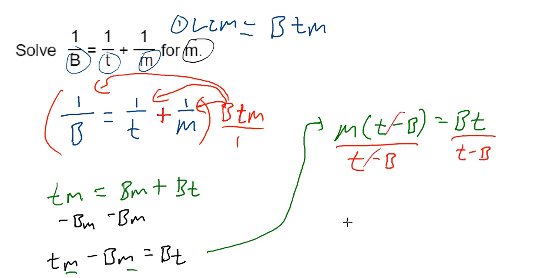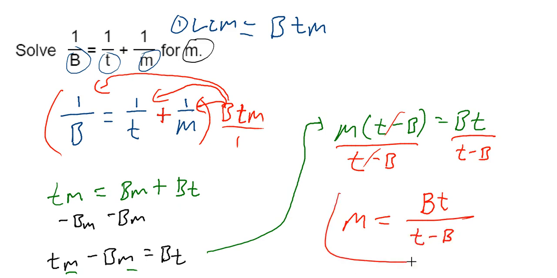Okay, so these cancel out, and we get m equals bt over t minus b. All right, capitalize b, don't forget that. So that concludes the video on section 5.7, which is on solving formulas.